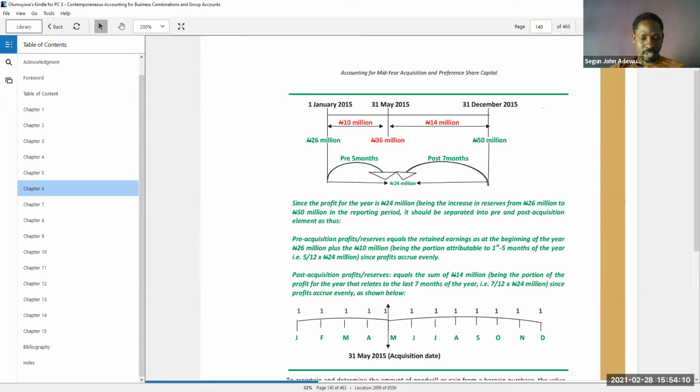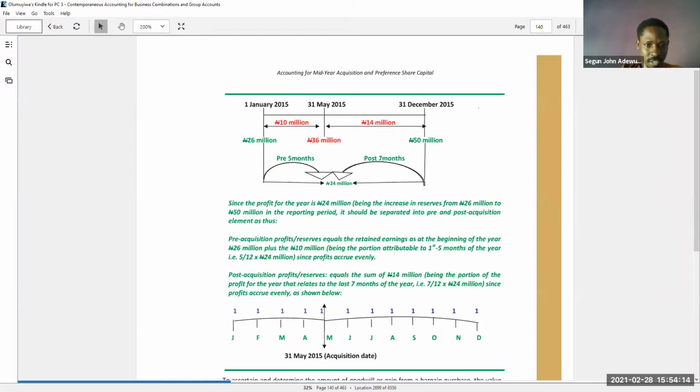What this diagram is simply saying is that the beginning of the year is 1st of January 2015, and the date of consolidation is 31st December 2015. But the acquisition took place during the year, which is 31st May 2015. So the 10 million we are seeing there is only showing the profits between 1st of January and 31st of May. Ordinarily, the pre-acquisition profit is 26 million. The profit as of reporting period is 50 million. And the post-acquisition profit is 36 million.